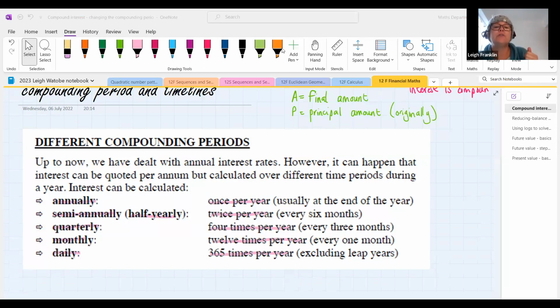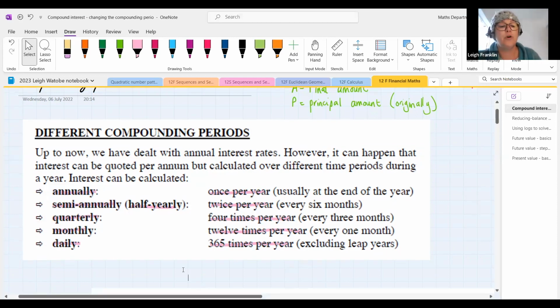You guys have got it. Okay, so not 6 years. It's been compounded 6 times in 3 years because it's twice a year. Okay, so hopefully by discussing that, you understand what we mean by different compounding periods. Okay, good. Well done. All right.